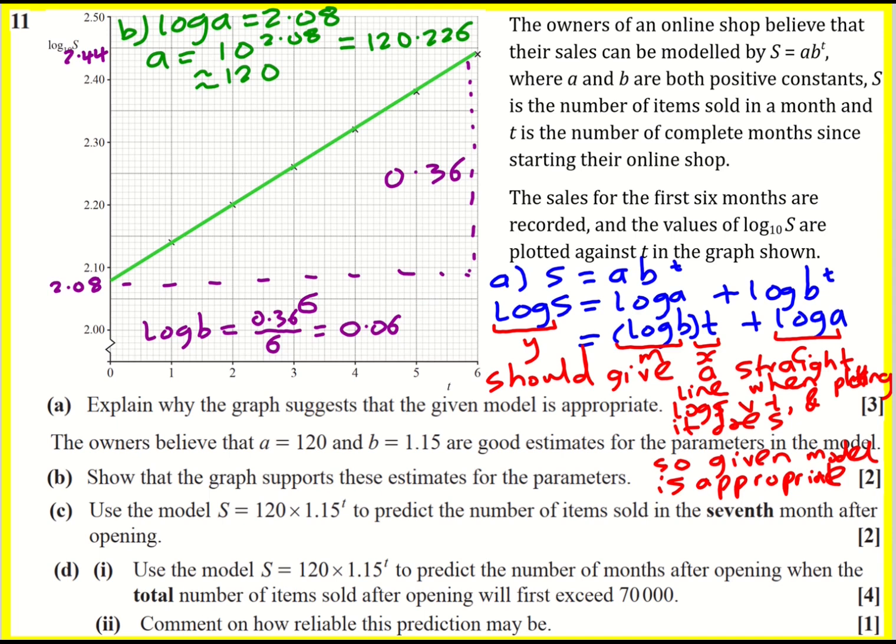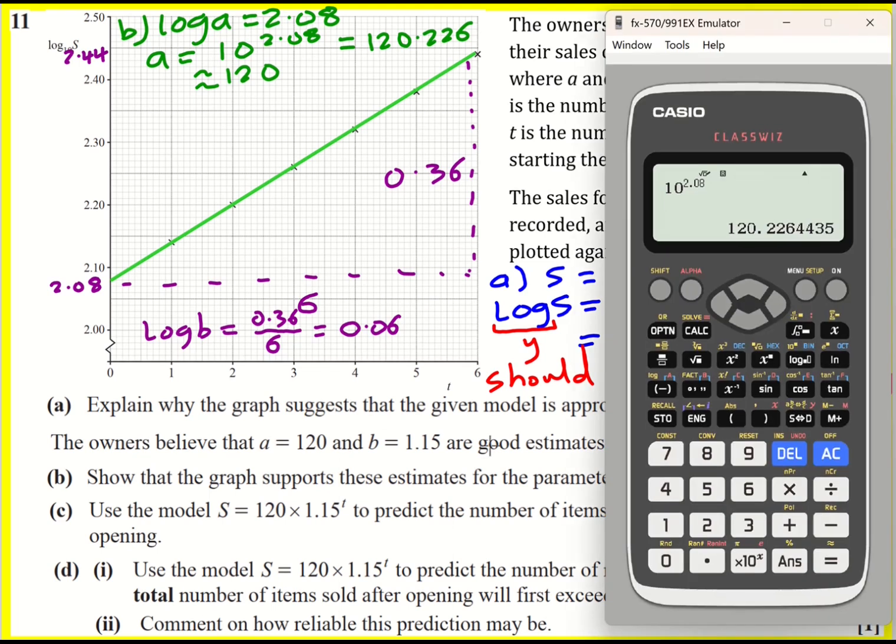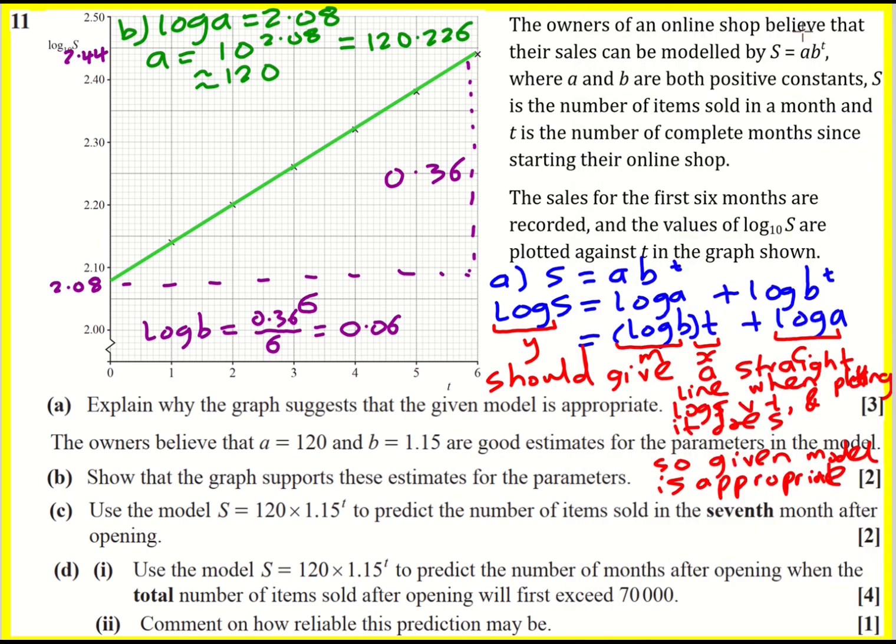Again, when I originally did it, I didn't quite draw the same line of best fit. I got 0.583 recurring, I think, as my gradient. It's okay. Then this time it's going to be 10 to the power of 0.06, which is 1.1481, which is very close to 1.15.